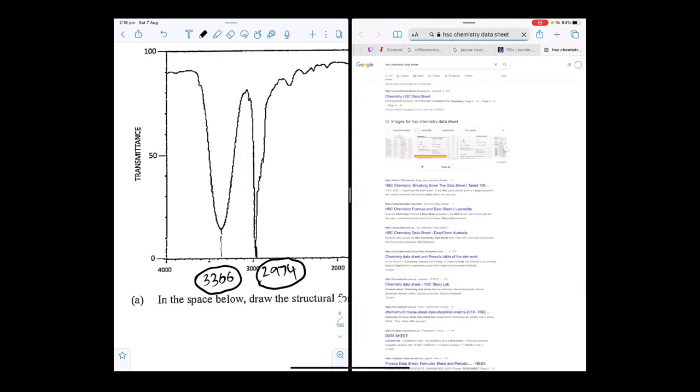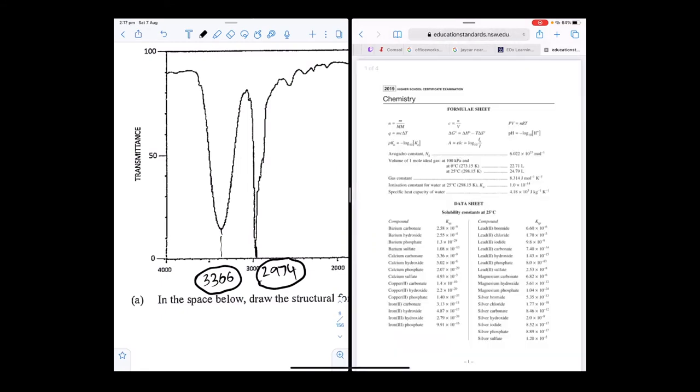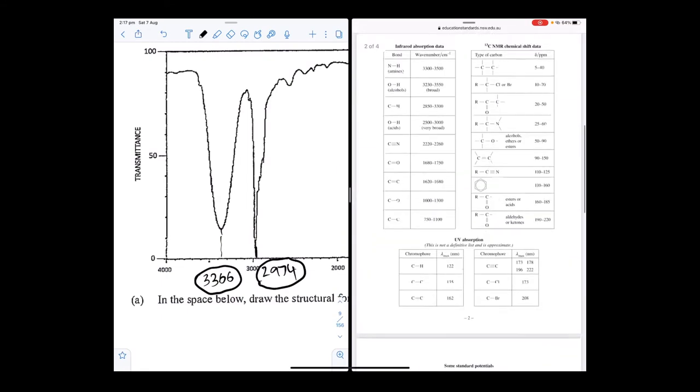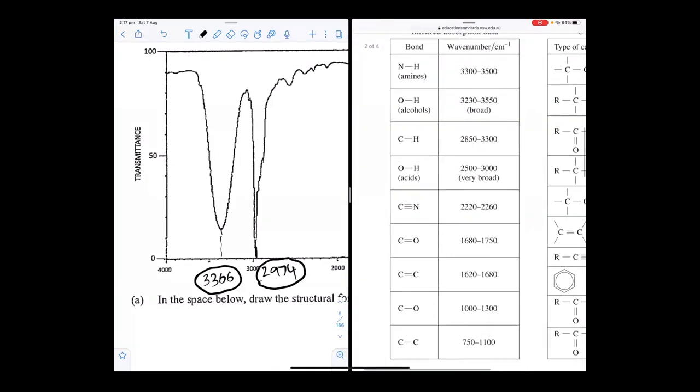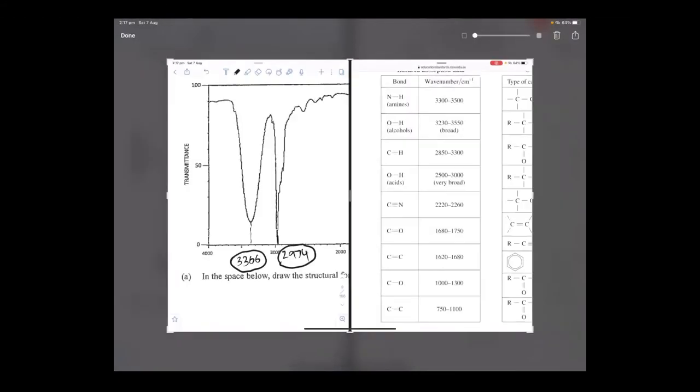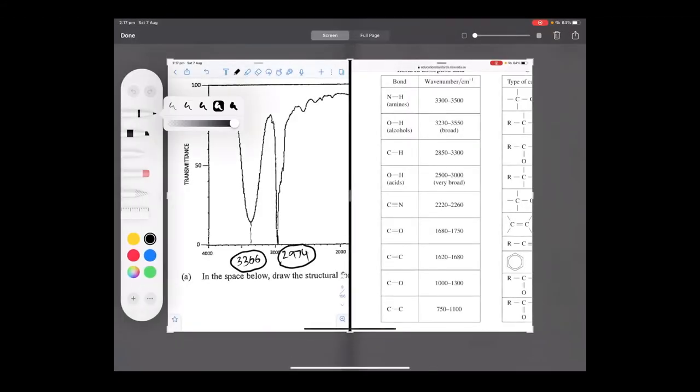So you can all see the data sheet really well. Okay, so you're going to go straight to here, right? This is all you need to be looking at. So 2,974. It's not OH. It's not OH because OH is very broad, so it has to be CH because that's narrow. And that's okay. Good. So it can't be the OH because it's very, very broad. This is a very sharp decrease in transmittance.